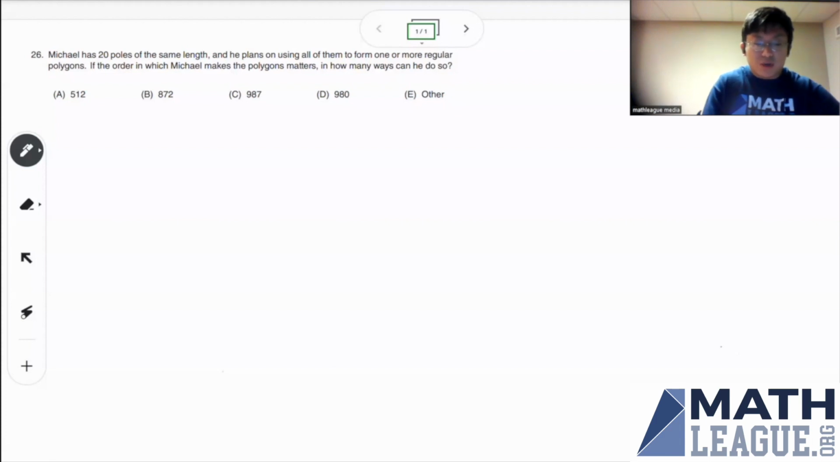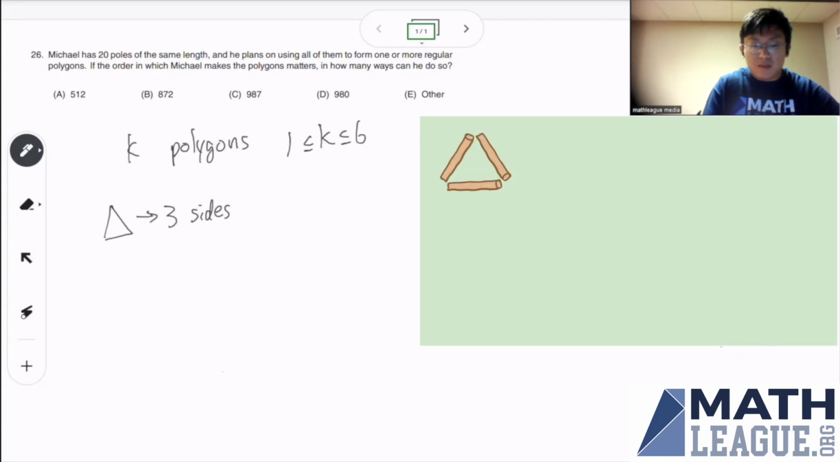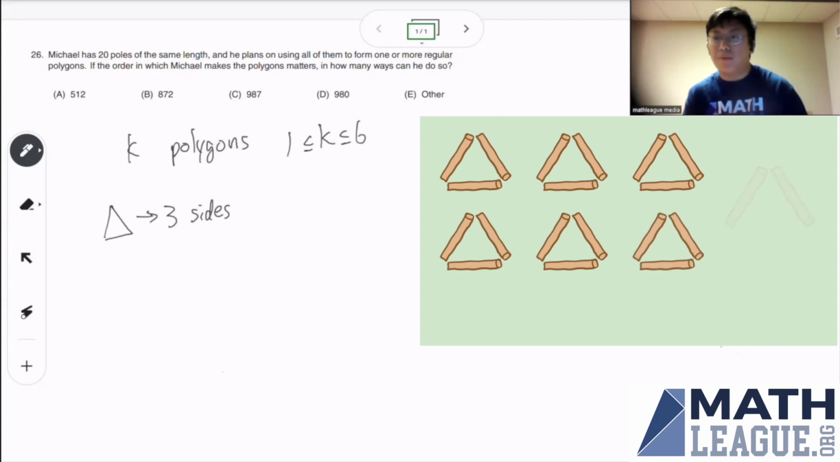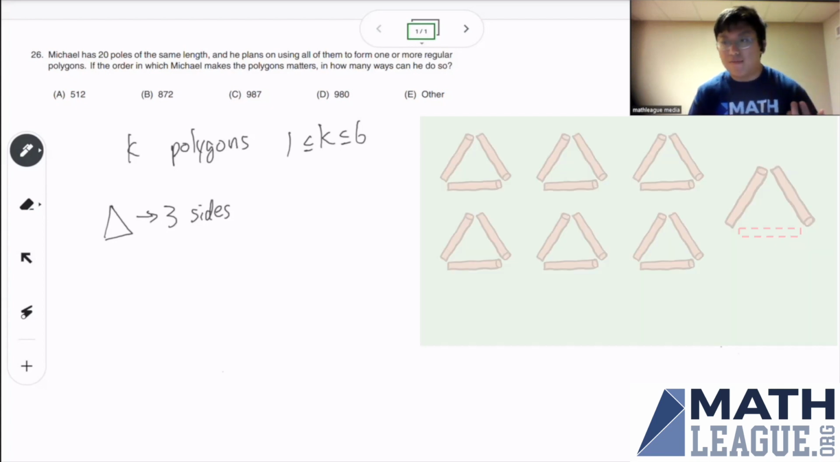So let's first denote that Michael is going to make k polygons. And since we know that the simplest polygon is a triangle, which has three sides, the greatest number of polygons that Michael could make is 6, since making a seventh polygon would require at least 3 times 7 or 21 poles, which Michael does not have.